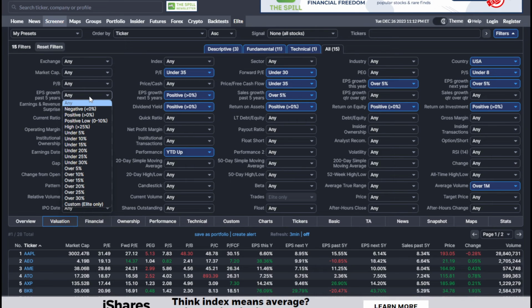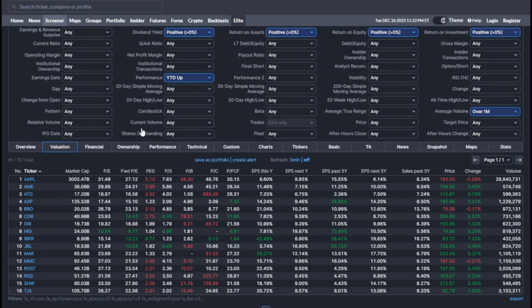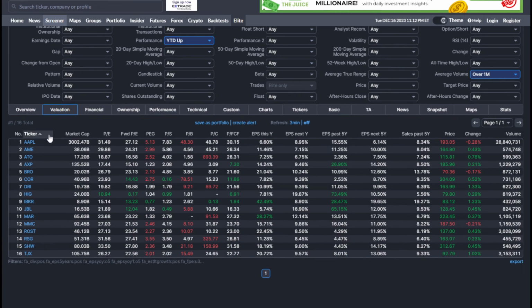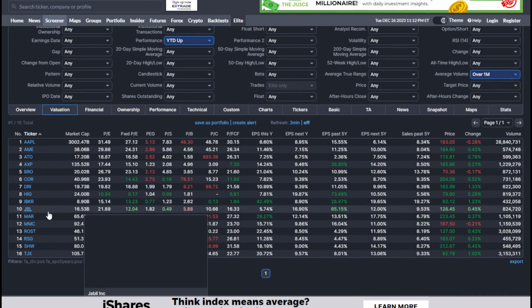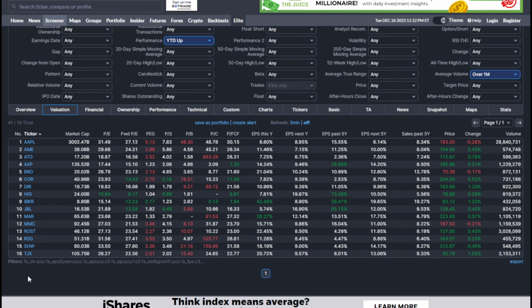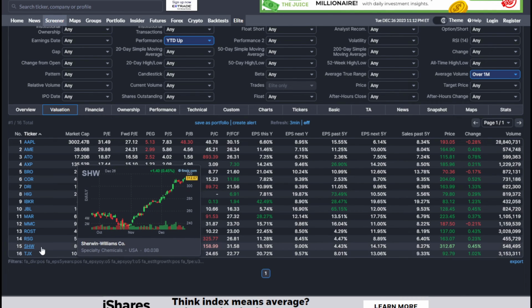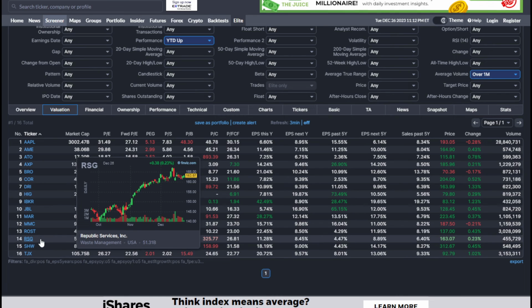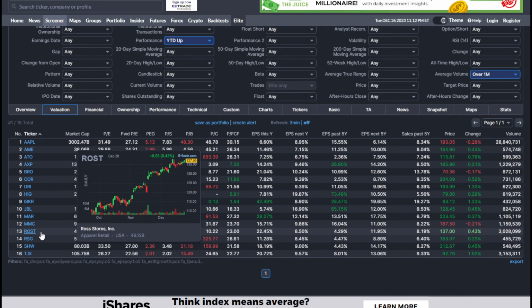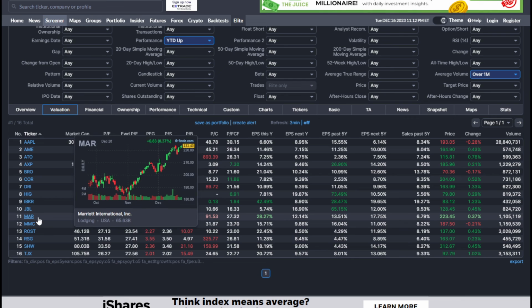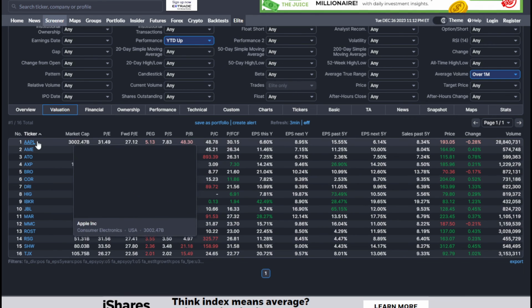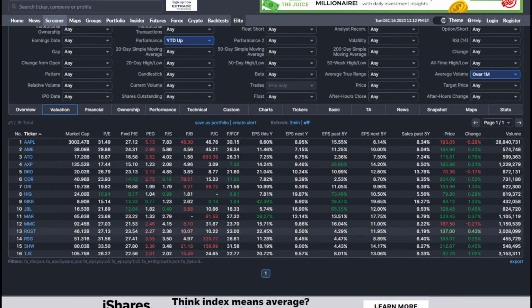I save these for the end, so if I want to get it any tighter and remove some more stocks, I'll use this. So we'll make this positive. That takes us down to 16. So we're on 1 page now, so this looks really good. I got TJ Maxx, Sherwin-Williams, good quality. Republic Services, Ross. Really good companies here to take a look at. So this is what we're down to.